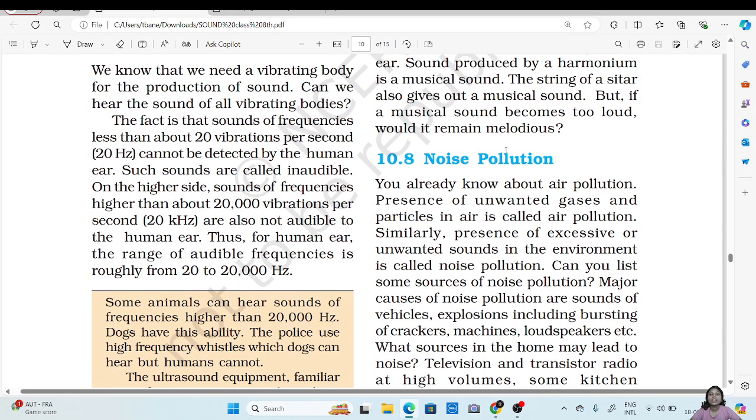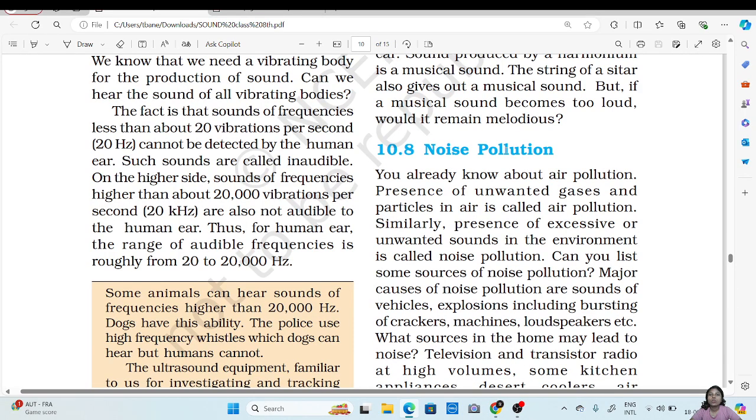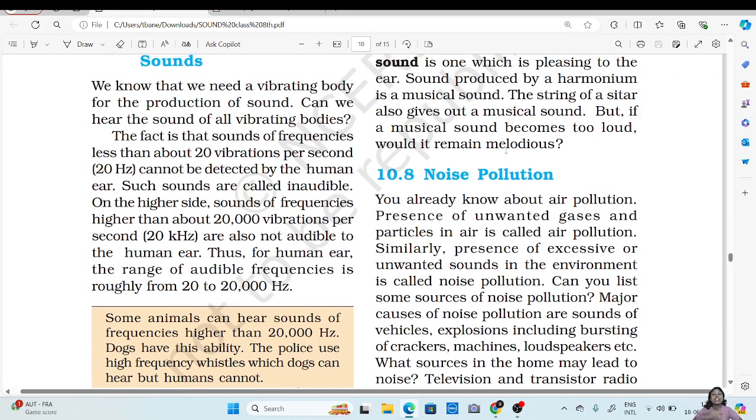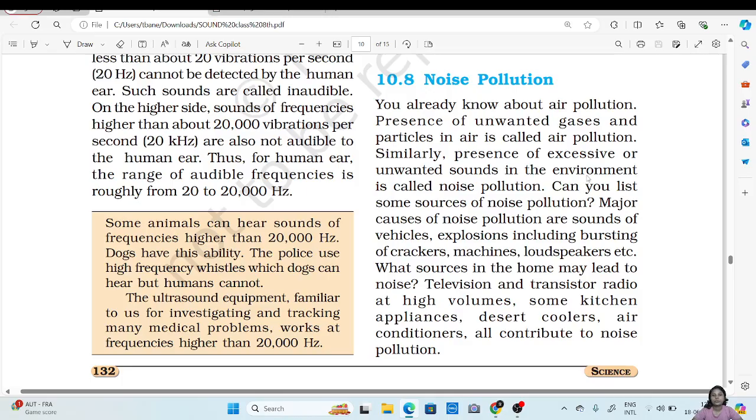But if a musical sound becomes too loud, would it remain melodious? In some cases, yes, because nowadays people like DJs, like loud voices. In that case, yes. But something which really goes unbearable and something which is not pleasant, yes, it would start to become a noise to us.